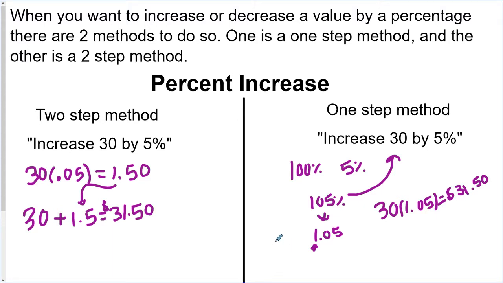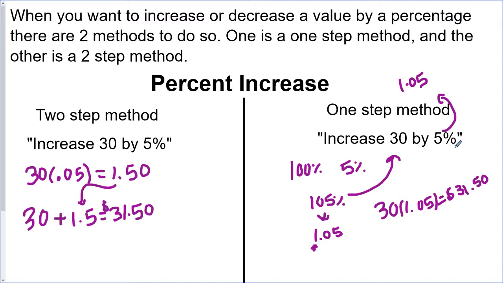So another way of thinking about this would be the one-step method is take your percent, change it to a decimal, and then put a 1 in front of it. And then multiply that to your original number, and that will give you straight to the answer. So take your percent, change it to a decimal, add it to 1, and then multiply the number by that.